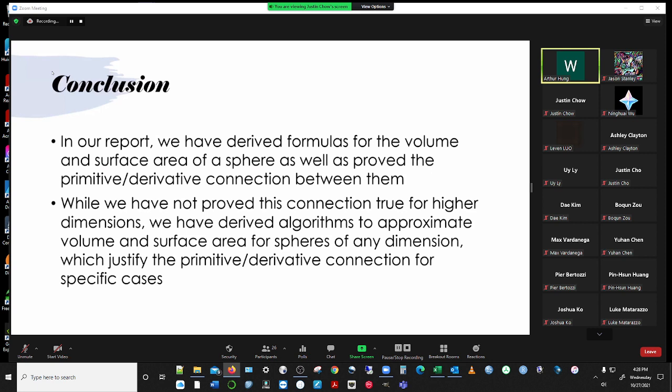While we have not proved this connection true for high dimensions, we have derived algorithms to approximate volume and surface area for spheres of any dimension, which justify the primitive derivative connection for specific cases.